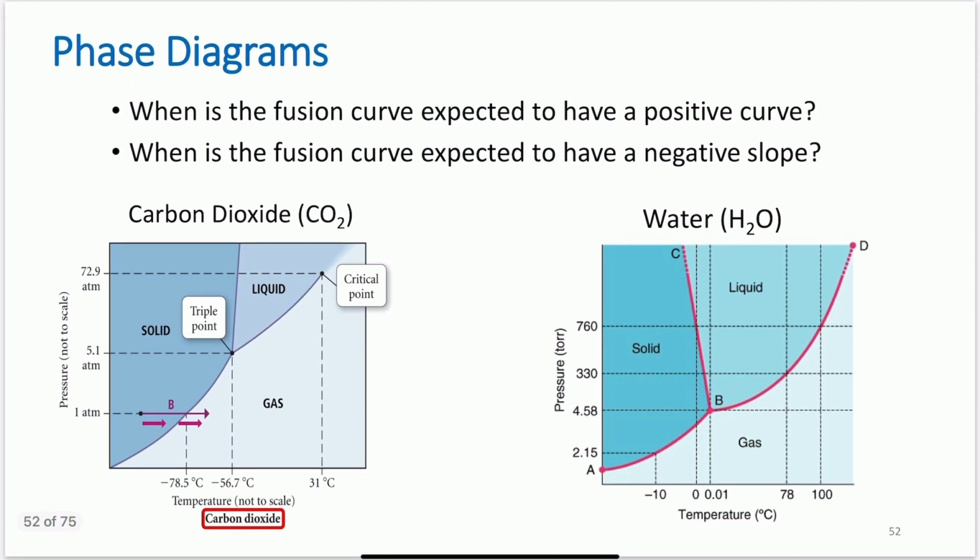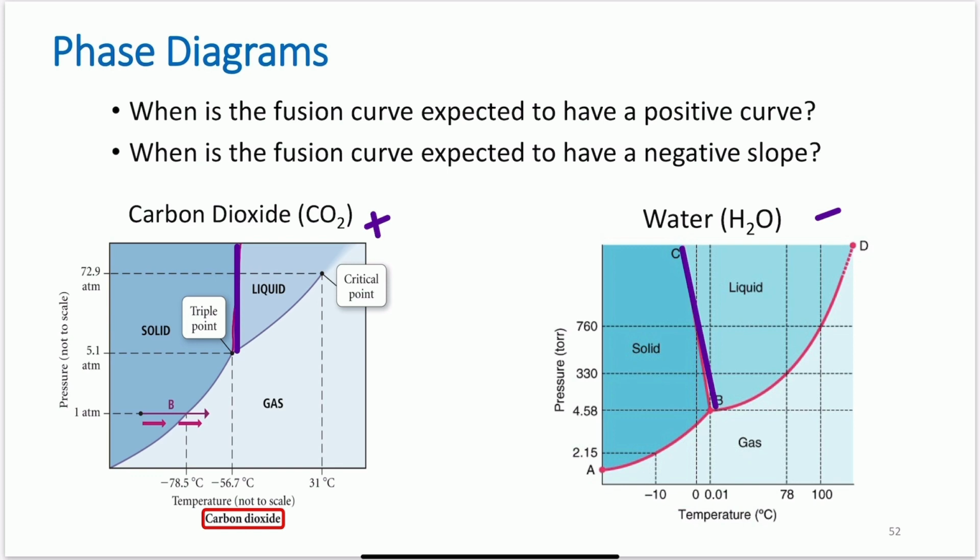Another thing to think about, though, is that sometimes you're going to see fusion curves with a positive slope and some will have a negative slope. What I mean by that is this curve right here. Let me draw this so you can see it. I clearly cannot draw a straight line to save my life. These two curves. So when is the fusion curve expected to have a positive or a negative slope? And why do I see CO2 and water having different slopes?